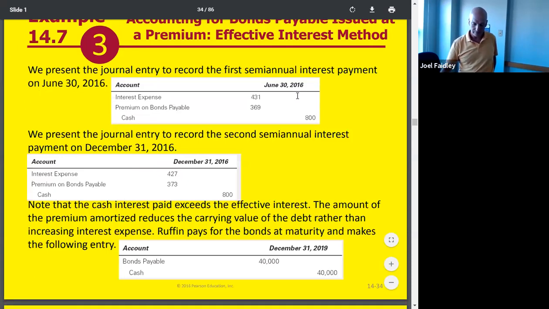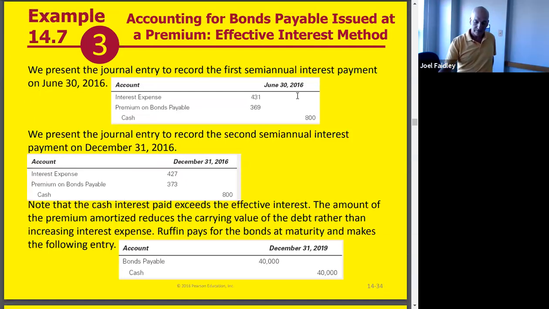Delete all my arrows here, or check marks. There's my first journal entry for 6 months. Interest expense, we calculated, didn't we? Cash, we calculated. Premium on bonds payable. That's what it takes to make this thing balanced. Debits must equal credits. There's the next one. See, it changes every time. If it was straight line, like you learned in 2020, it's simple. You make one entry every time, 8 times in a row. But here, all 8 entries are going to be different.